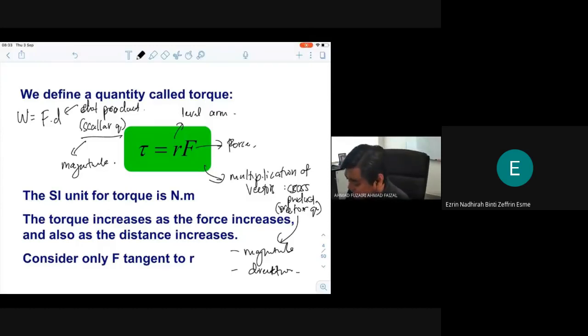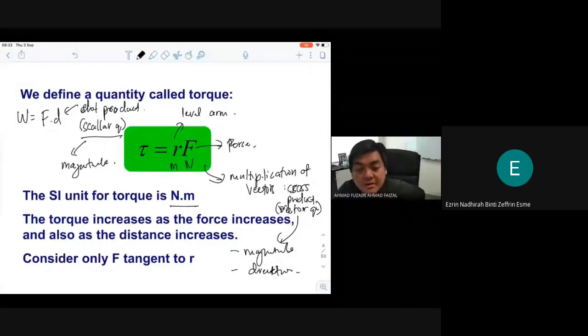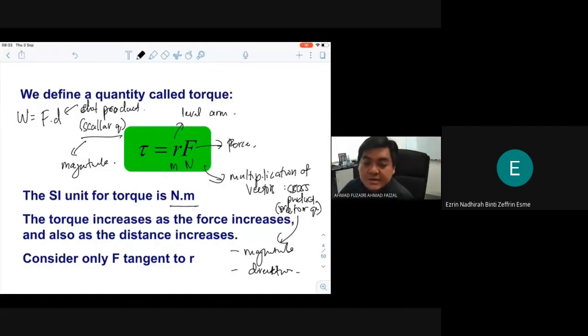So the SI unit for torque is Newton meter. Why Newton? Because force is in Newton and R is in meter. You need to make sure that all values follow SI units, so the SI unit for torque will be Newton meter. So the torque increases as the force increases and also as the distance increases. Either force or distance, if it increases, it will also increase the torque.